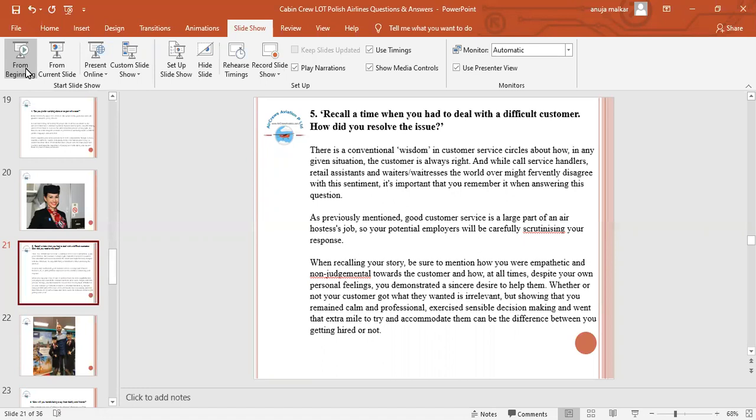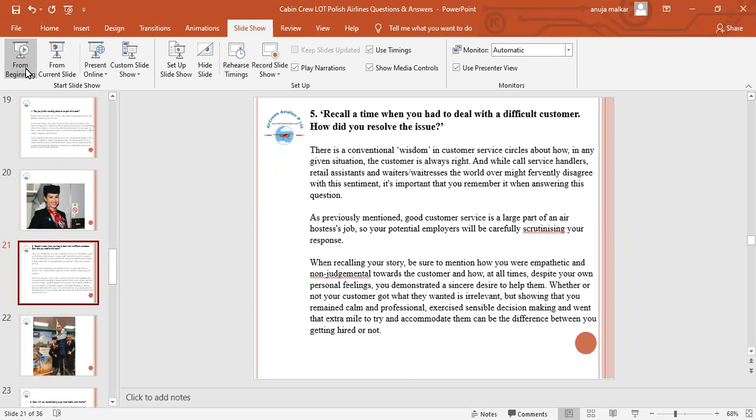So there is a conventional wisdom in customer service circles that in any given situation, the customer is always right. And while call service handlers, retail assistants and waiters, waitresses the world over might fervently disagree with this sentiment, it's important that you remember it when answering this question. Even if your customer is wrong, you need to be empathetic to them, and we need to make them happy. This is what is important.